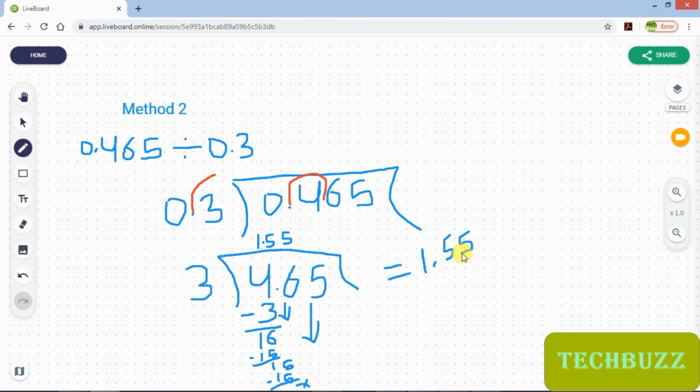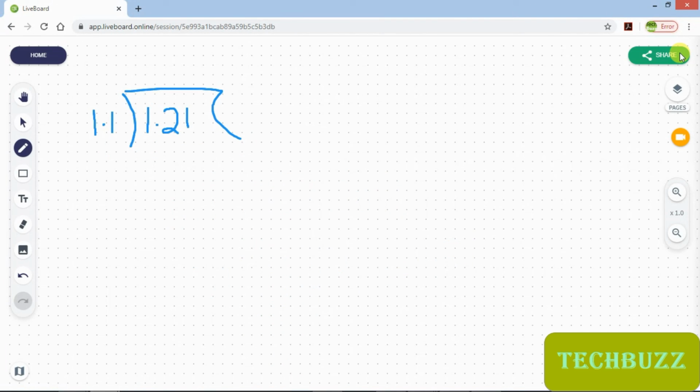So you can use either method number 1 or method number 2 for solving these types of questions. Here I have written one question. Now it's your time to calculate this question using either method 1 or method 2, and write your answer in the comment box.